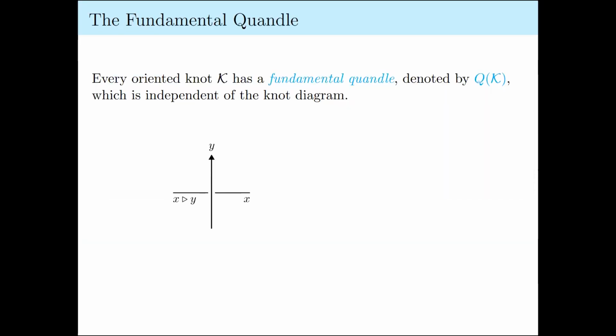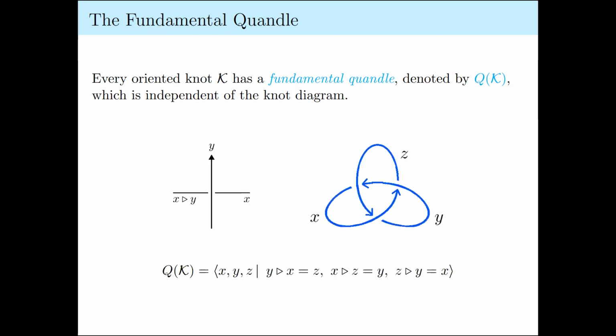Another example is that every oriented knot K has a fundamental quandle, which is independent of the knot diagram. In this case, we use the knot crossings in any given knot diagram to form our relations, which can further be reduced. For this relation, if we consider an overstrand Y that is directed in the upwards direction, and an understrand on the right side labeled as X, we label the left understrand as X triangle Y.